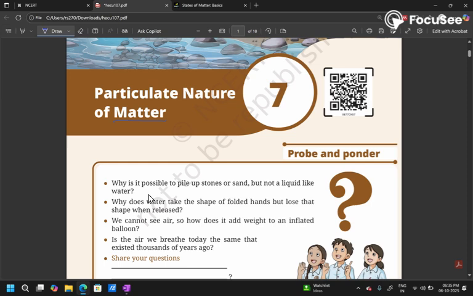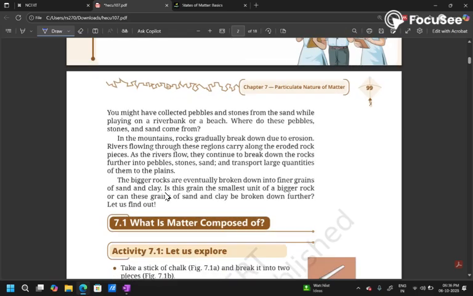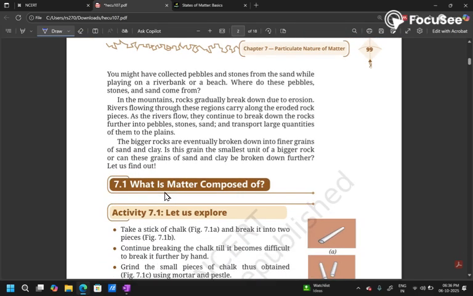Now, when I talk about the particulate nature of matter, it simply means that every state of matter has a particle-like behavior. That means they are composed of particles. So every state of matter is made up of particles, which we will understand further in this chapter as we gradually move ahead. Now, we have seen matter around us everywhere.